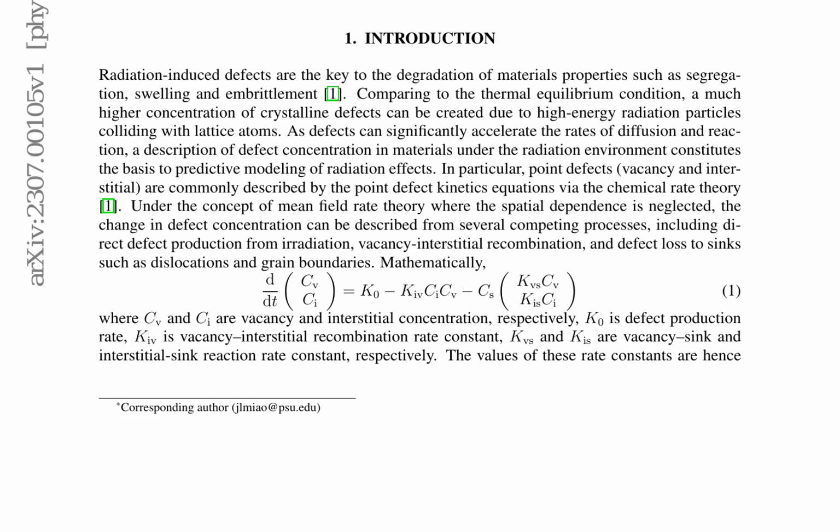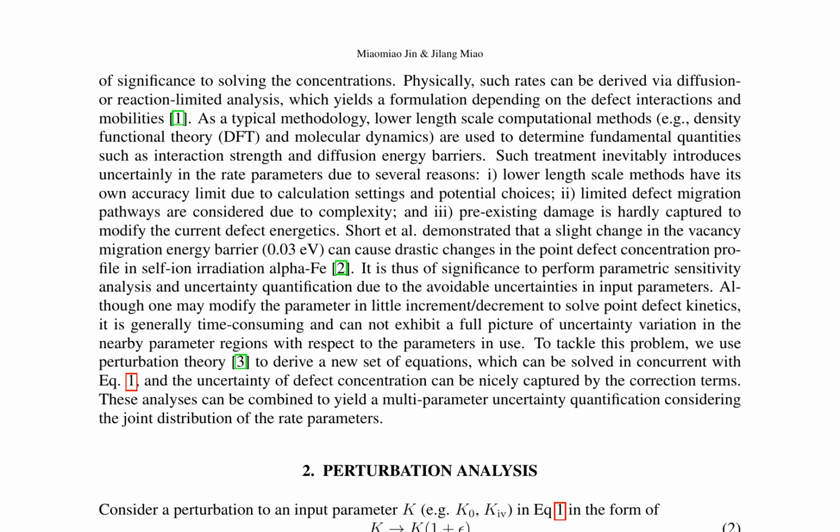The point defect kinetics equations, mathematically represented as equation 1, describe the change in defect concentration due to several competing processes, including direct defect production from irradiation, vacancy-interstitial recombination, and defect loss to sinks such as dislocations and grain boundaries. The values of the rate constants, such as defect production rate, vacancy-interstitial recombination rate constant, and vacancy sink and interstitial sink reaction rate constants, are significant in solving the concentrations.